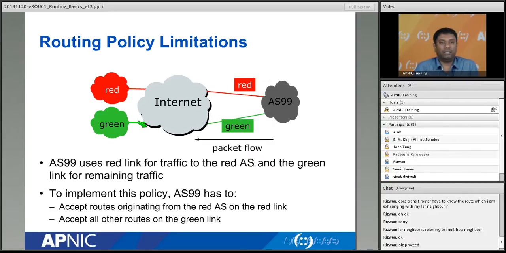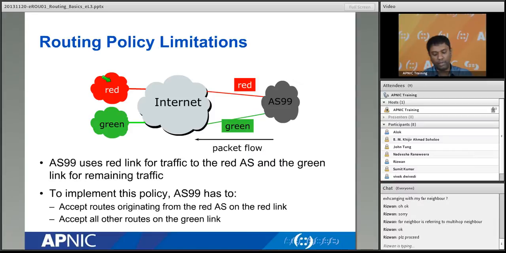Routing policy limitations. There are some limitations that we have. It's not limitations, this is how routing policy actually works. If you see this diagram, we have AS99 on this side, and on the other side we have a red AS and a green AS, and in the middle we have an internet cloud. So if you want to exchange data from the red AS to AS99 via the red link, right? The condition is AS99 should advertise its prefix via the red link, right?